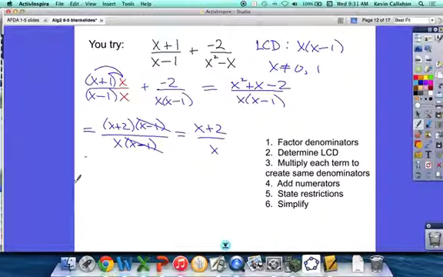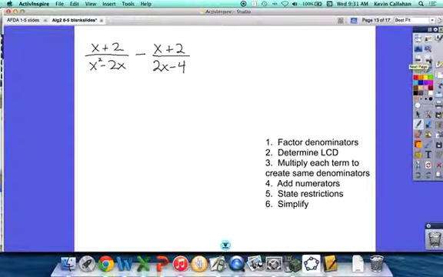Okay, those were addition problems. Subtraction, the steps are going to be the same. There's just one thing you got to be careful about with the subtraction. And I'm going to do this one. So the first step, factor the denominators. It's not a U-chart, right?